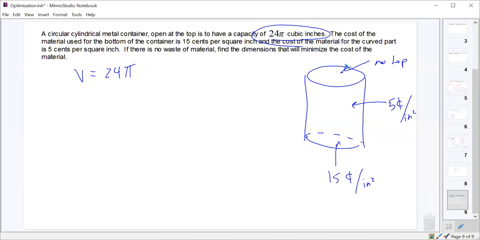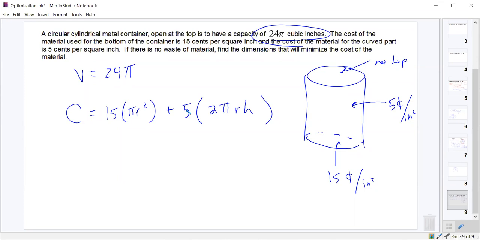So how many square inches are there in the base? Pi r squared square inches, right? So 15 cents for every square inch for the bottom. And how many square inches are there on the lateral part? On the sides, that's 2 pi r h, right? And those cost 5 cents per square inch. Everybody good with that? Yeah.